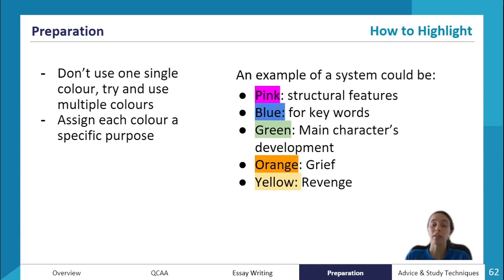So don't use one color, use multiple colors and assign each color to a specific purpose. If all you're doing is highlighting in the same color, then you're limiting the meaning that that highlighting can actually have. So you could be showing different colors for keywords, for the main character's development, for different themes or structural features.